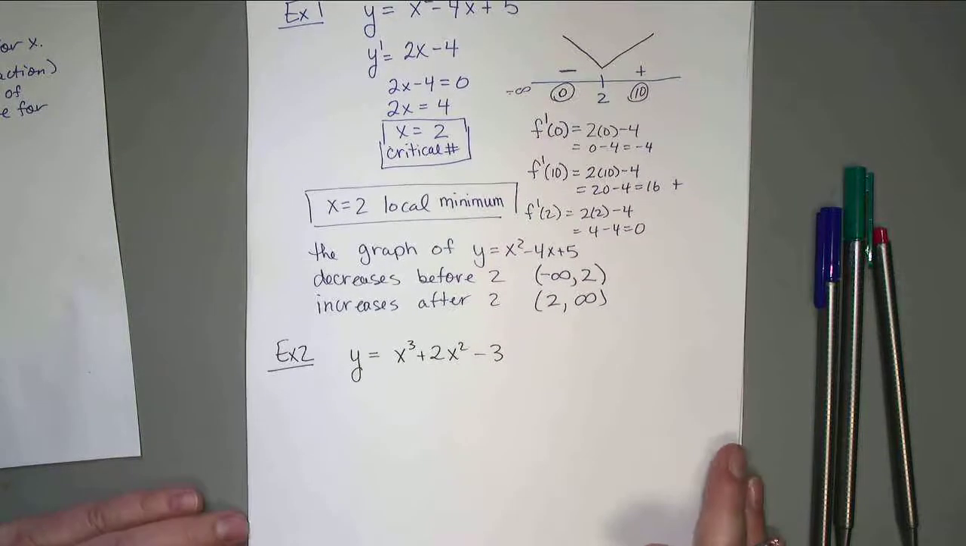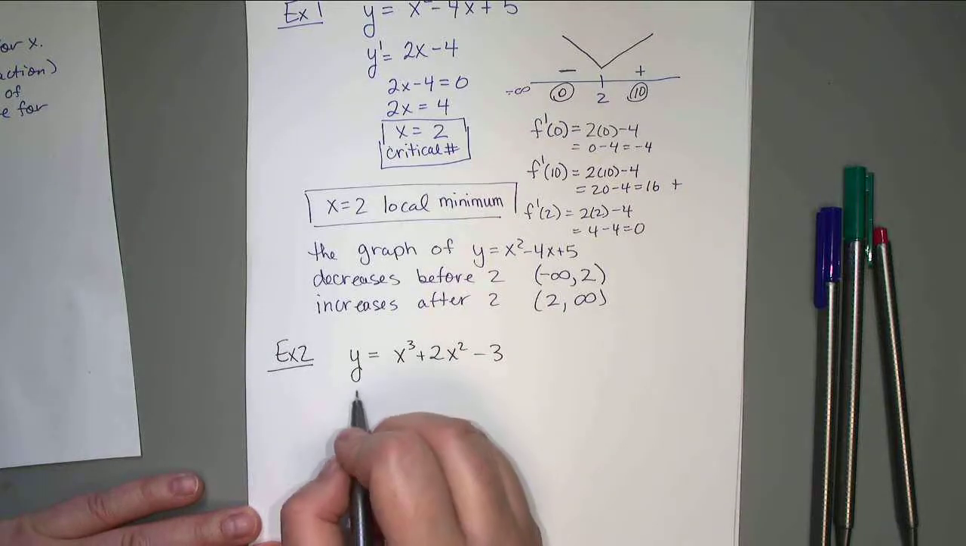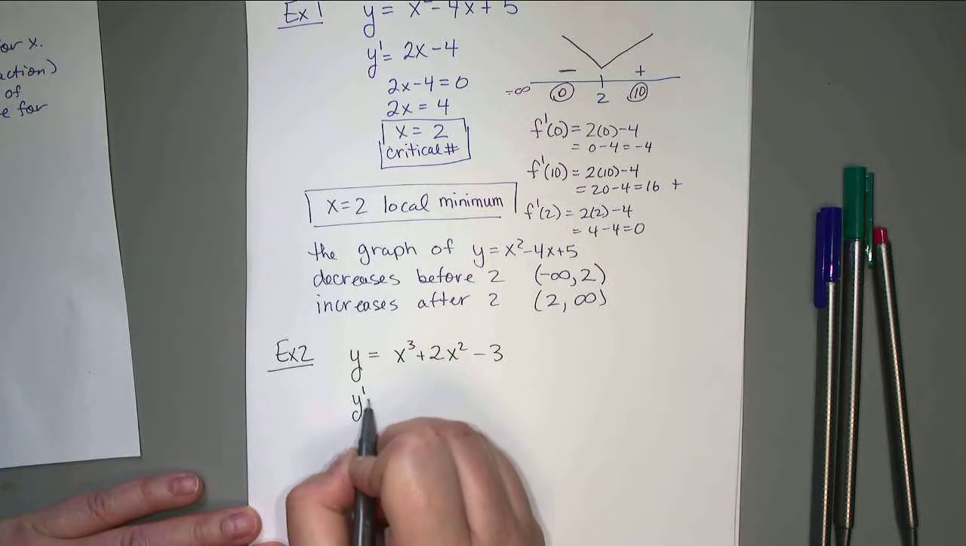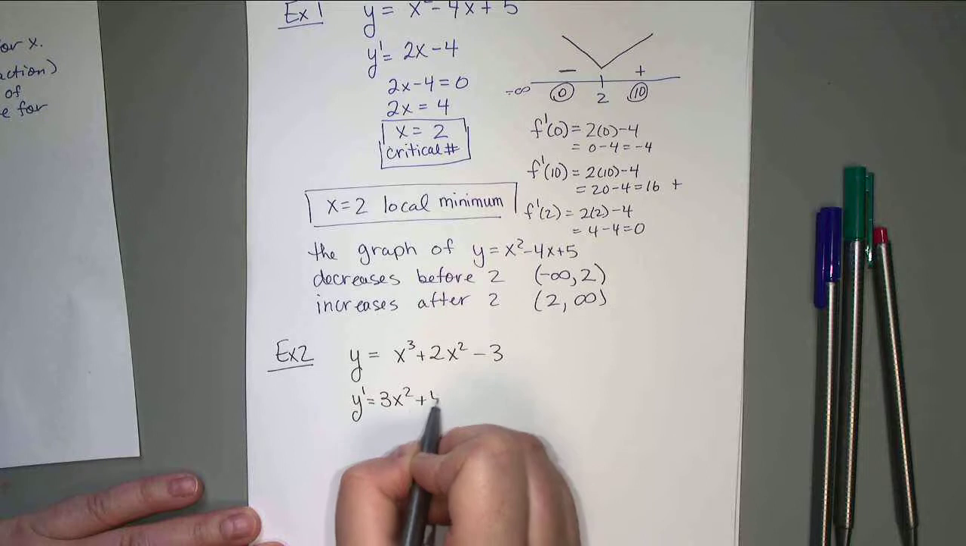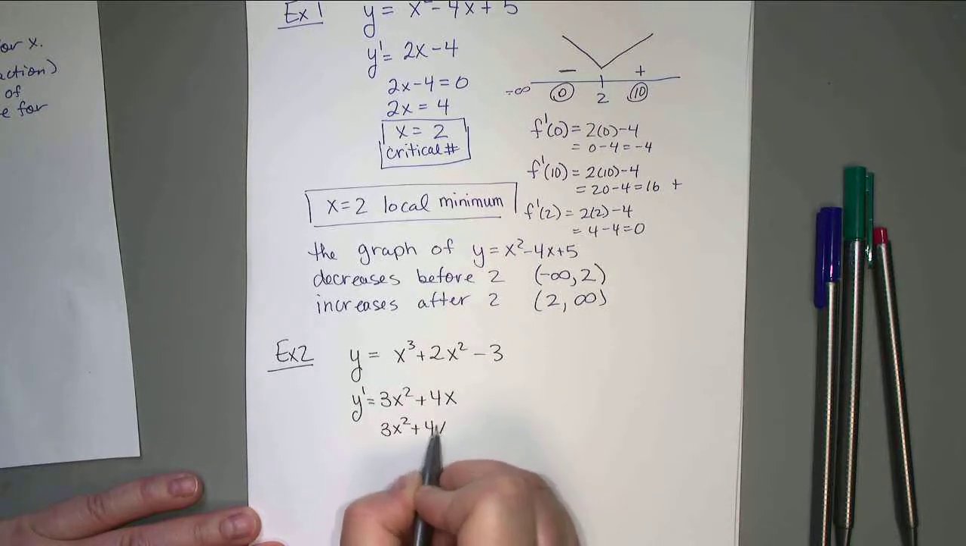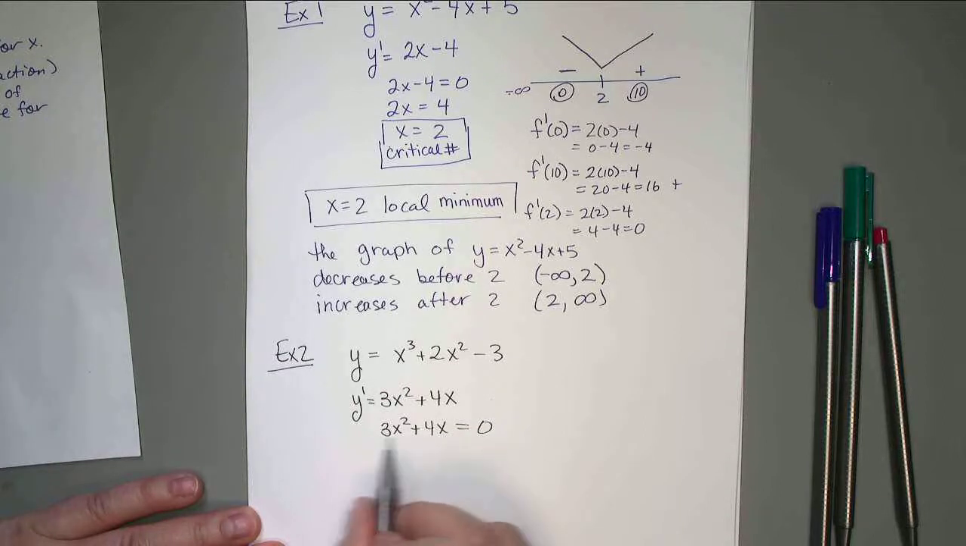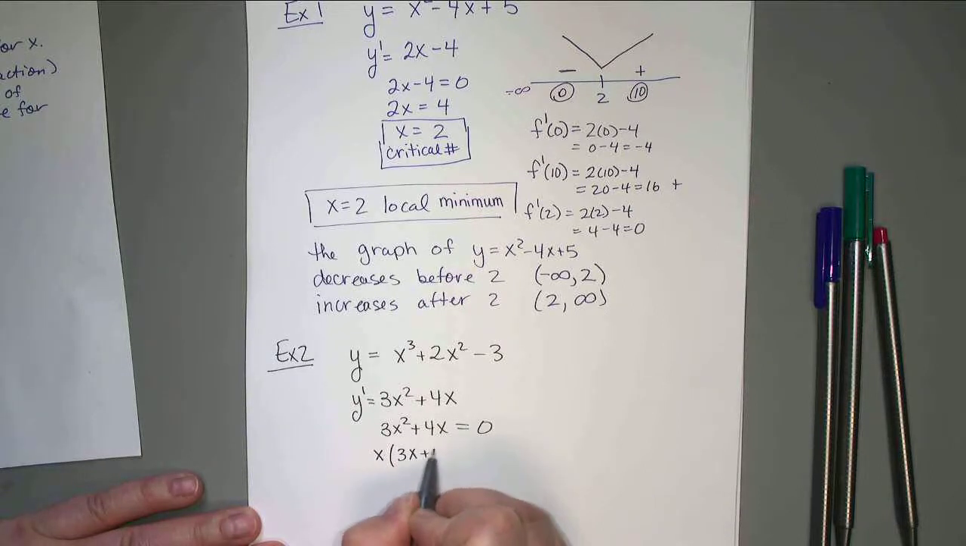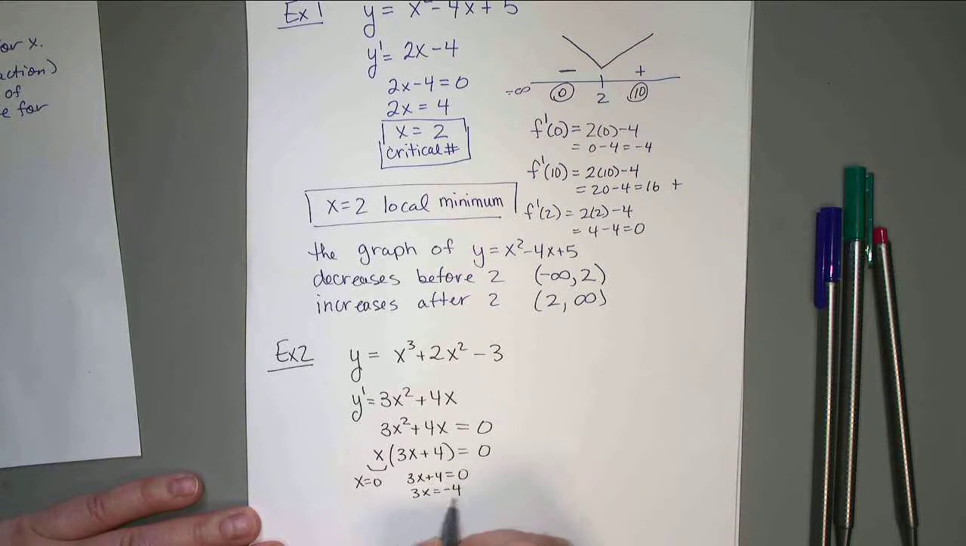Okay, so say we had something like this. We take the derivative, and then we set that equal to 0. So this is not a trinomial, but it is a quadratic. We could say, what's a common factor? Well, they both have an x. And then this is two answers. This is x equals 0 or 3x plus 4 equals 0. So these are critical numbers.